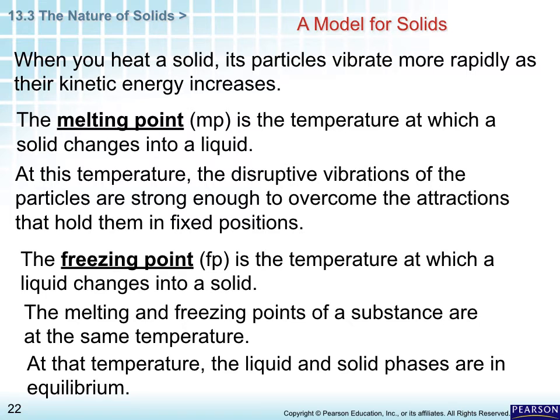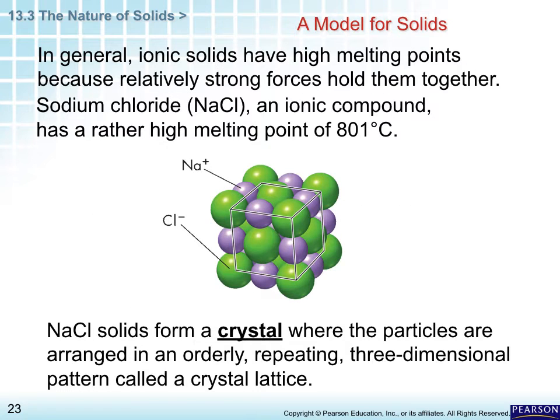When you heat a solid, its particles vibrate more rapidly as their kinetic energy increases. The melting point is the temperature at which a solid turns into a liquid. At this temperature, the disruptive vibrations of the particles are strong enough to overcome the attractions that hold them in fixed positions. The freezing point is the temperature at which a liquid turns into a solid. The melting and freezing points of a substance are at the same temperature. At that temperature, the liquid and solid phases are in equilibrium, meaning they're the same.